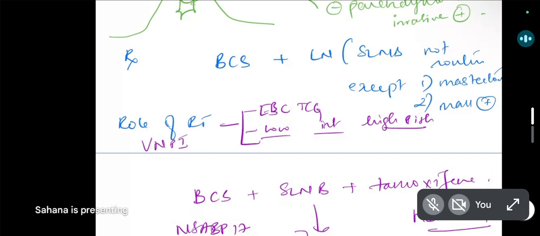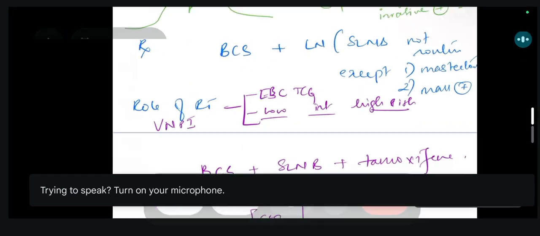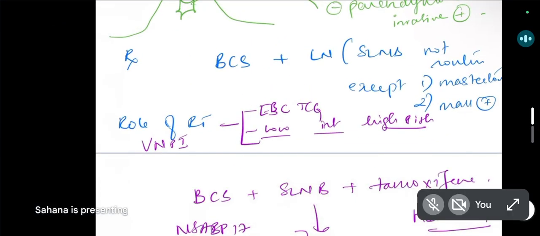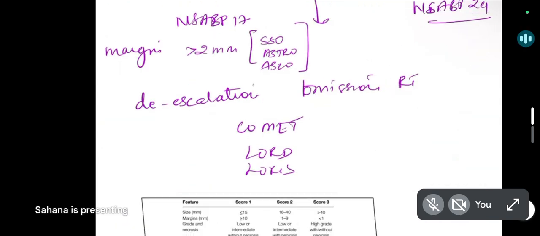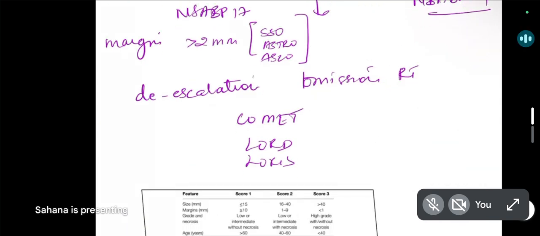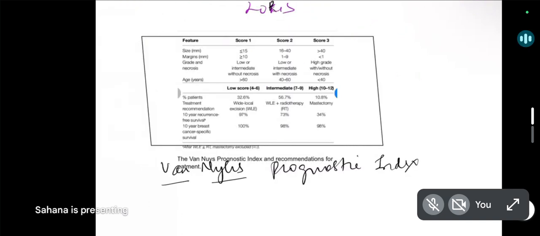SLNB, we saw the indications, and now you will follow it with tamoxifen depending on ER status. So you will subject them to ER by IHC. If it comes positive, then you'll have to give 5 years of tamoxifen, 20 mg OD, and this is according to the NSABP B-24 trial, where it decreased the risk of local recurrence when compared to placebo. Some of the de-escalation trials you can just mention are COMET, LORD, and LORIS. These are the 3 trials. That is the Van Nuys prognostic index.